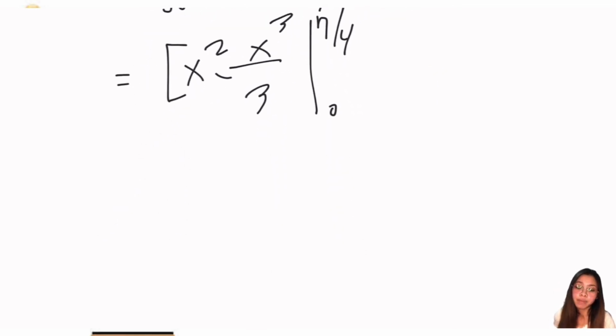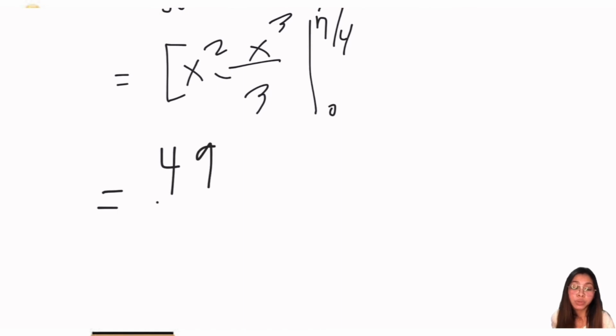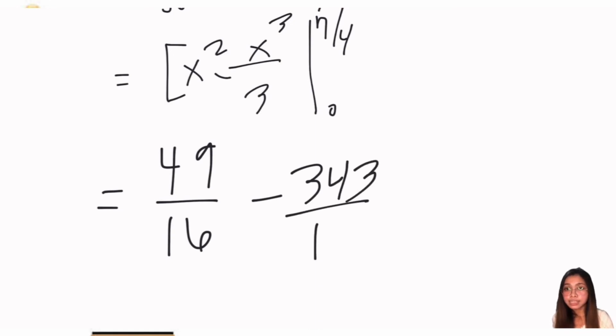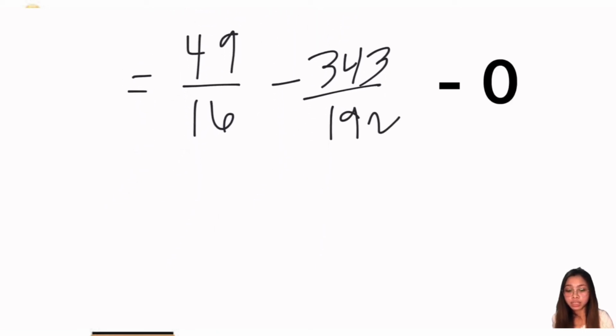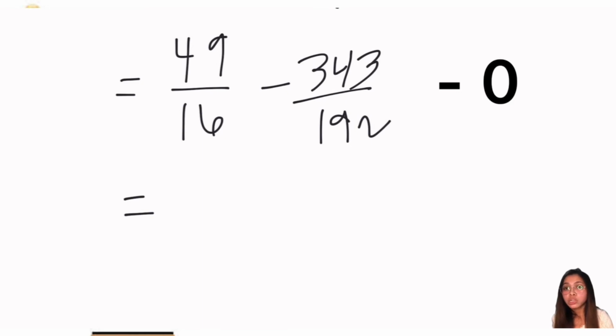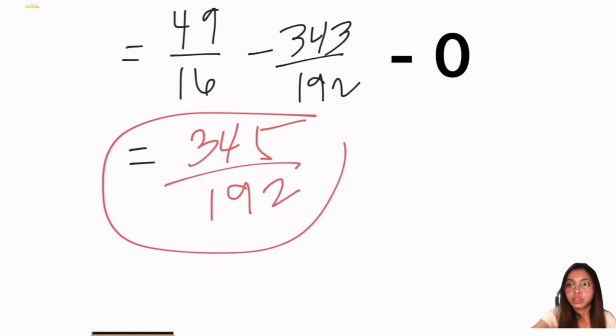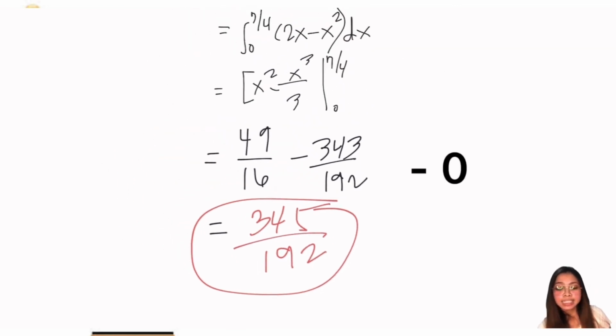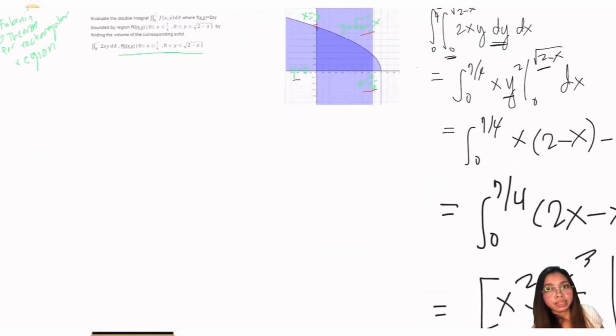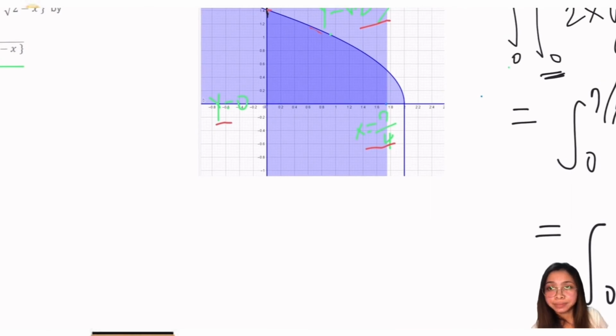So the last step is we will plug in the value of x. So we have 49 over 16 minus 343 over 192, and it is equal to 345 over 192. This is now the answer. So 345 over 192 is the volume of this solid.